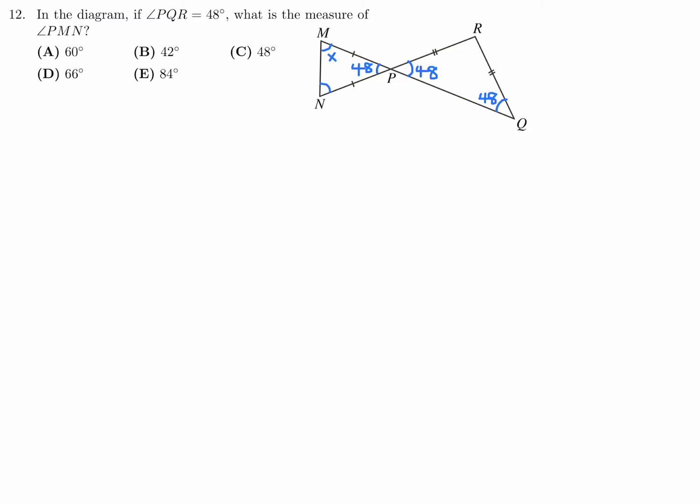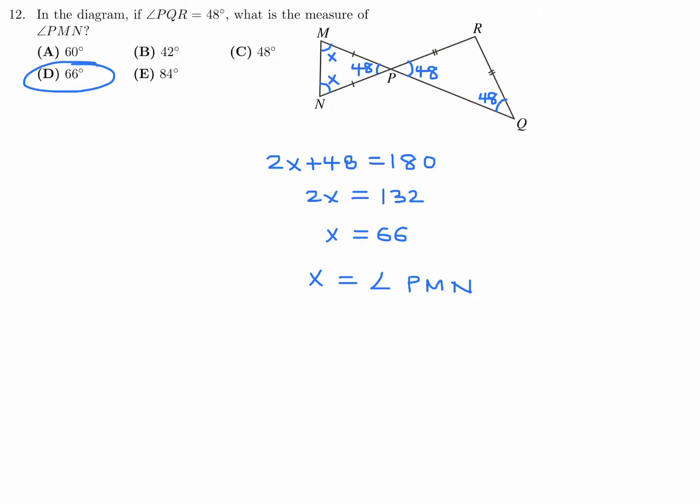So if I call this x, and I call this x, I can solve for x. 2x plus 48 is equal to 180, and therefore 2x is going to be equal to 132, and therefore x is equal to 66. And x is what they're asking for because x represents angle PMN. So number 12, the answer is D.